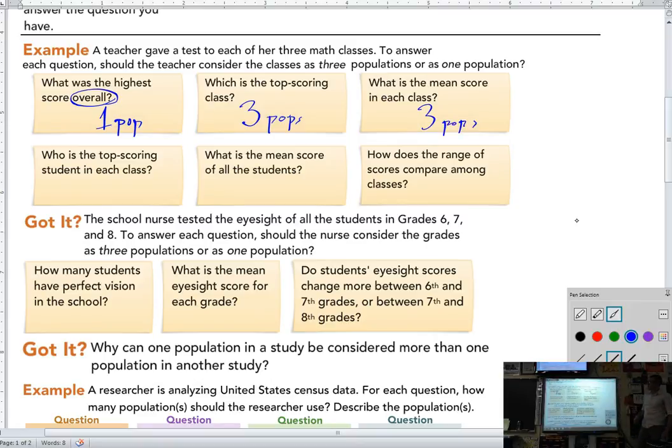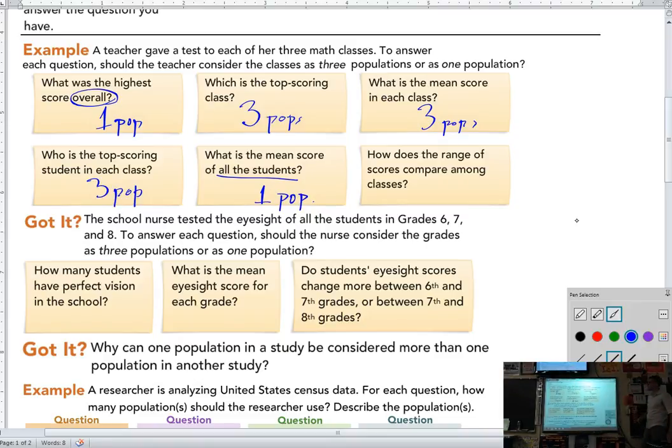Ellie, if we wanted to know who is the top scoring student in each class? We're still going to keep them split by class. What is the mean score of all students? Acacia, how would we do that? Because all of the students means we have to keep them merged.